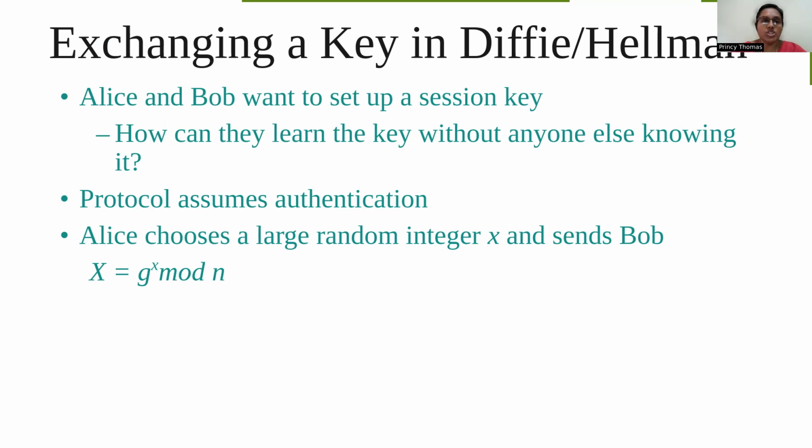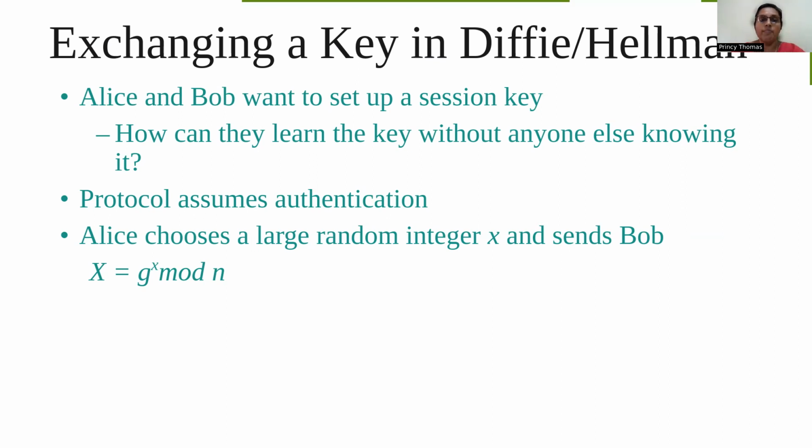Now, exchanging a key. What is done to exchange the key? Alice and Bob want to set up a session key. This session key is for that particular session; every time they want to transfer data, they will have to set up a new key. How can both of them have the same shared key without anyone else knowing it? That is where Diffie-Hellman comes in. The protocol assumes that if a person is able to generate the session key, then they are an authentic user. Let's look at how that is done.